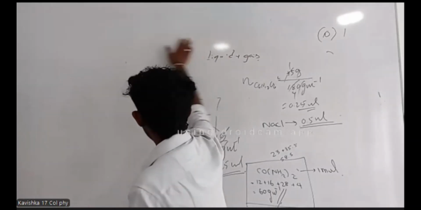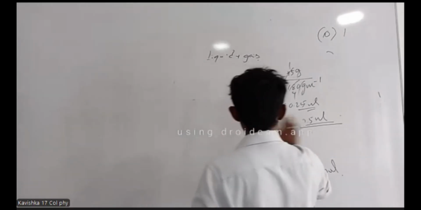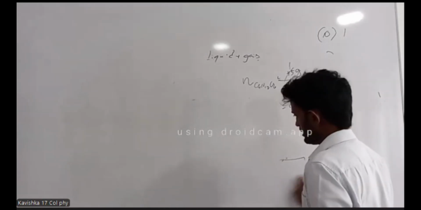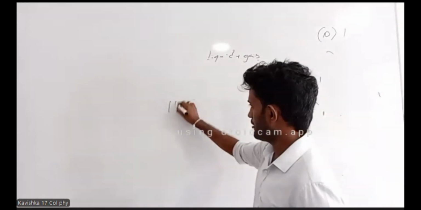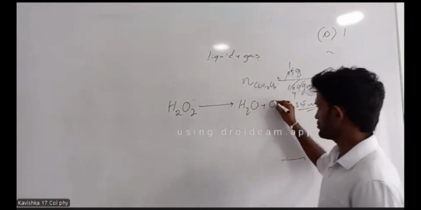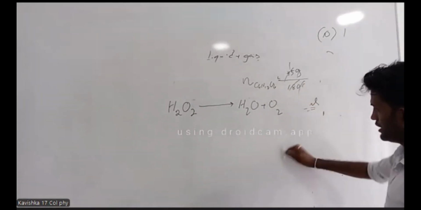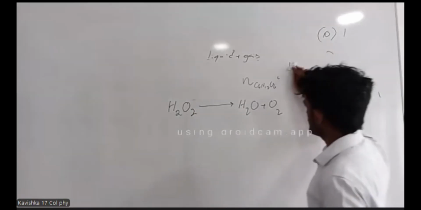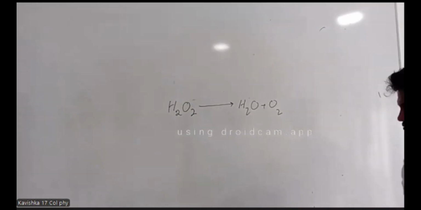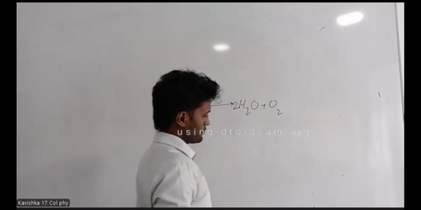Hydrogen peroxide decomposition is on the same page as the catalyst topic. The practical is there, and in the practical points they mention that. If you want, write this down: H2O2 gives H2O plus O2. So this is the hydrogen peroxide decomposition reaction. I put 2 here and 2 here to balance.